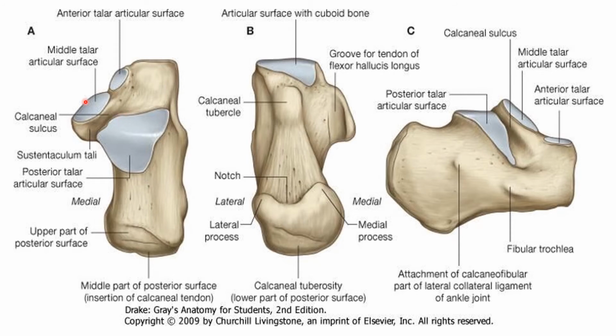The middle facet lies on the upper surface of the sustentaculum tali. It is separated from the posterior facet by a deep groove, which is known as the sulcus calcanei or the calcaneal sulcus.